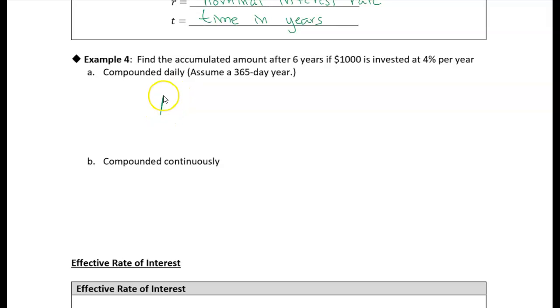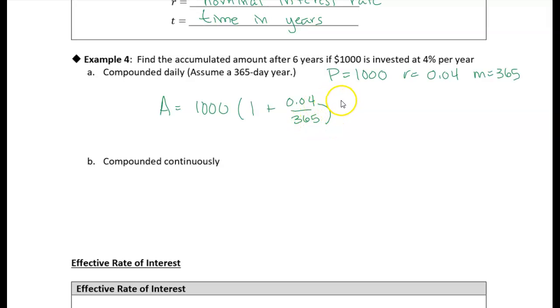In this first part, we're just going to use the compound interest formula. So I should write that down. P is equal to 1,000. R is equal to 0.04. And in this case, our M is 365. So we have 1,000 times 1 plus the nominal interest rate divided by 365.